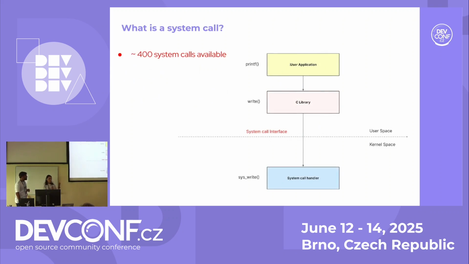So let's begin. First of all, what the system call is. It is basically the interface or the gateway by which we can enter into the kernel space to access the resources like the memory, input-output subsystem.